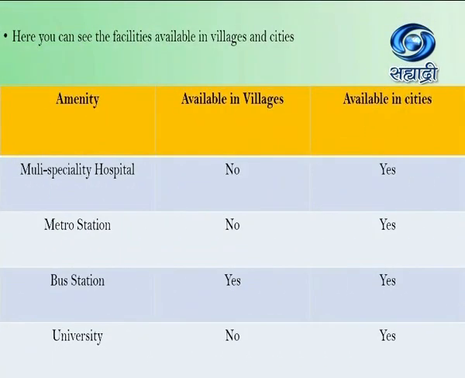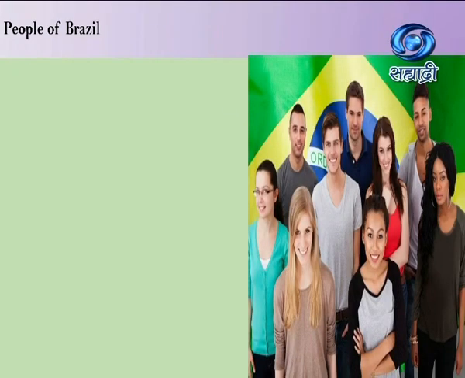This table you will see in your textbook. Metro stations, bus stations, as I told you, universities, multi-speciality hospitals, all these you will not find in the villages. Of course, a bus station is a simple thing that you will see in the village. But other than that, things are rare to find in a village. But in a city, you will find all these facilities. Now, moving on to the next country, that is Brazil.